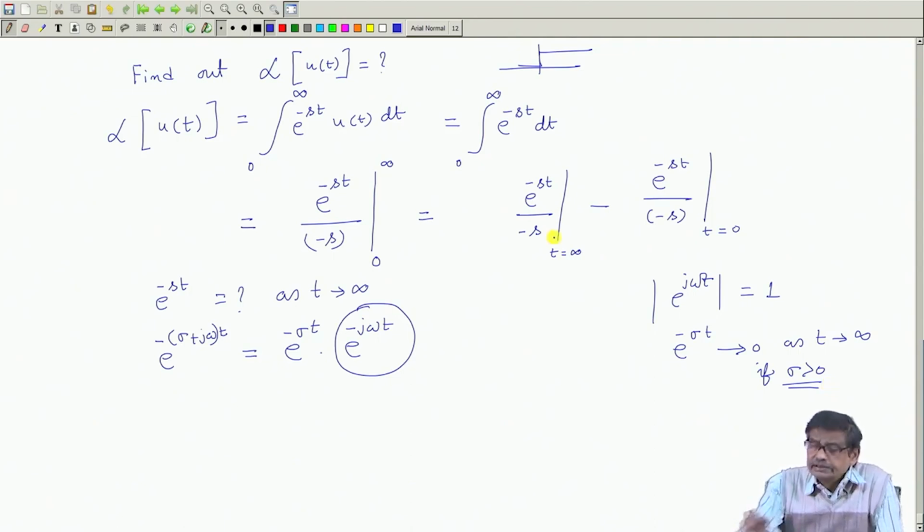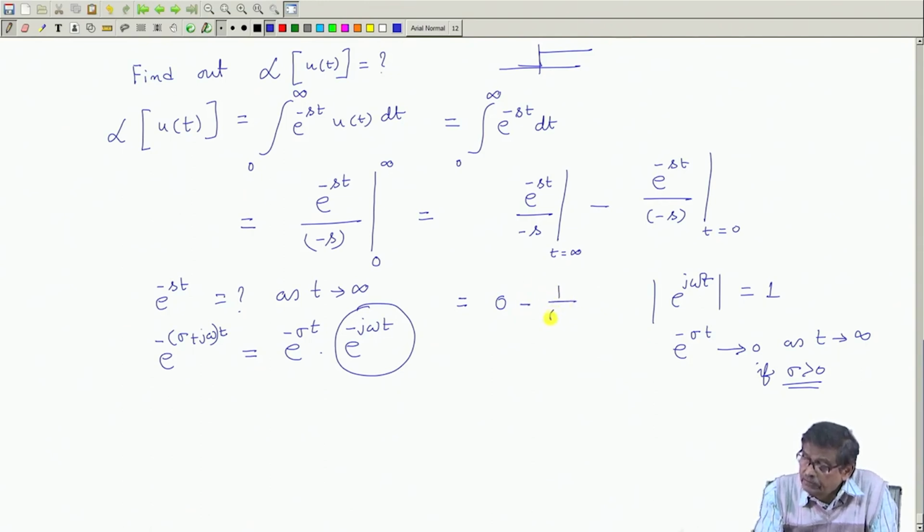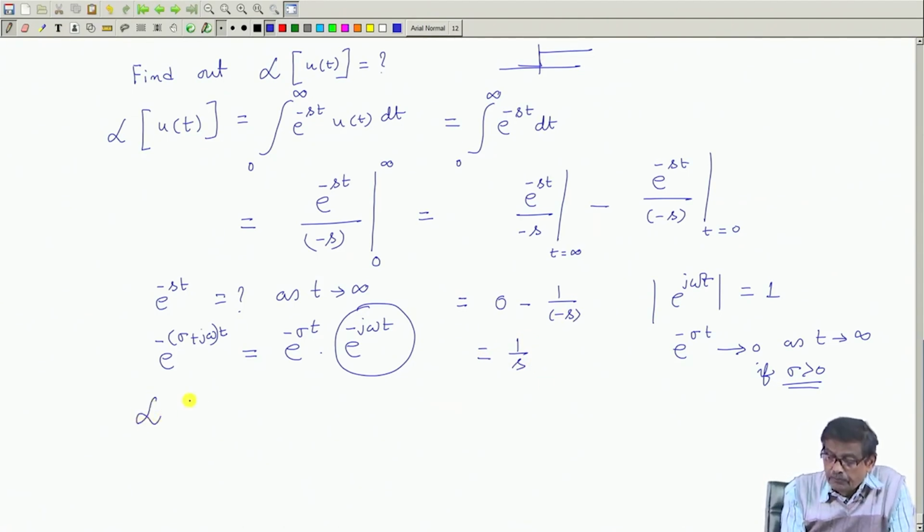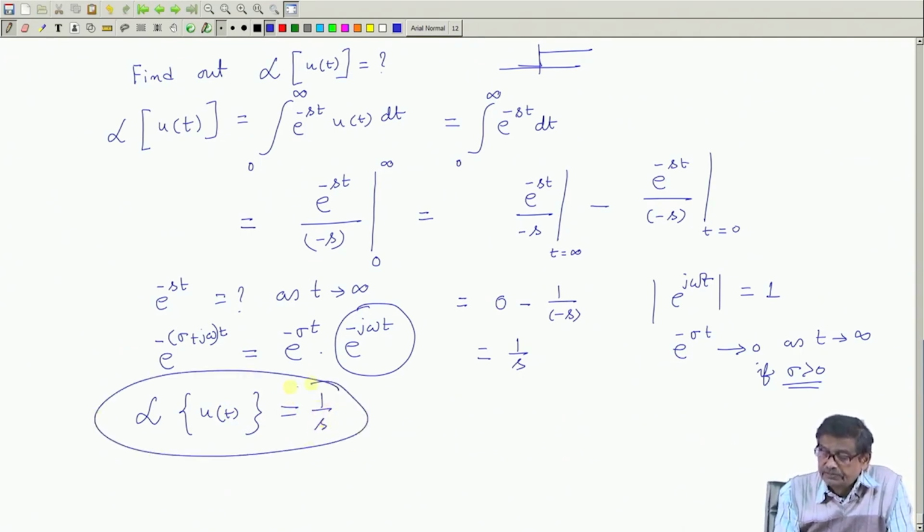Got the point. So, this is the thing. At t equal to 0, of course, the second term is very simple. Put t equal to 0, e to the power 0 will become 1. So, it will be equal to 0 for the first term, and minus minus s, that is equal to 1 over s. So, we say the Laplace transform of u(t), as expected, will be only a function of s, is 1 by s. That is what the final result is.